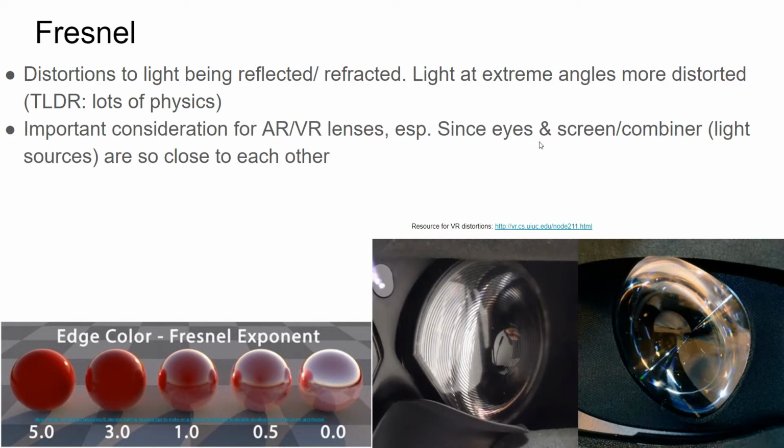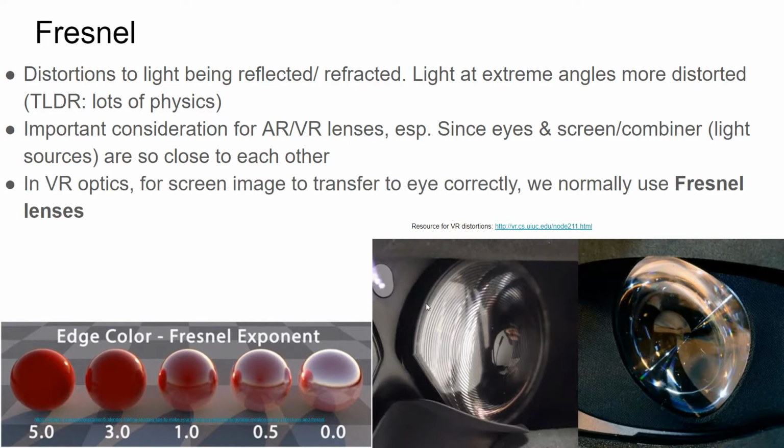But all you need to know is that it distorts light a lot, and that means that we need to worry about this when we deal with AR and VR. Since in AR and VR, your eyes and the screen or the combiner, which are basically your light sources, are really, really close to each other, the lens is very small, and so a huge part of the lens is probably going to be distorted when your eye is so close to it. And in VR, a lot of people wonder why the lenses in VR look like this. It is because of this Fresnel effect specifically.